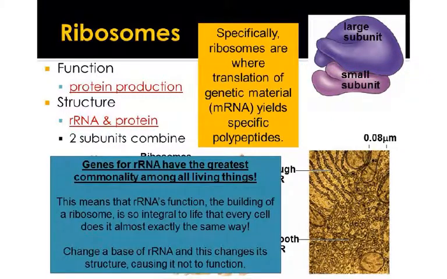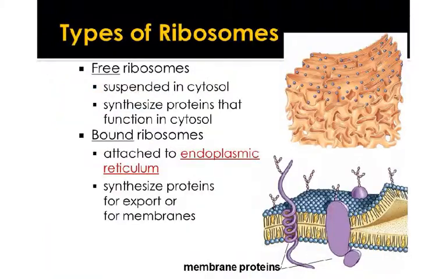and a small subunit. It's important to note that the genes for making ribosomes, or the genes for making rRNA, are very highly conserved. They have the greatest commonality among all living things. This is because if you were to mutate those genes, then the ribosome might not function properly, then it can't make proteins, and therefore the organism will not survive to pass that gene on to the next generation. So the genes for rRNA are extremely highly conserved.